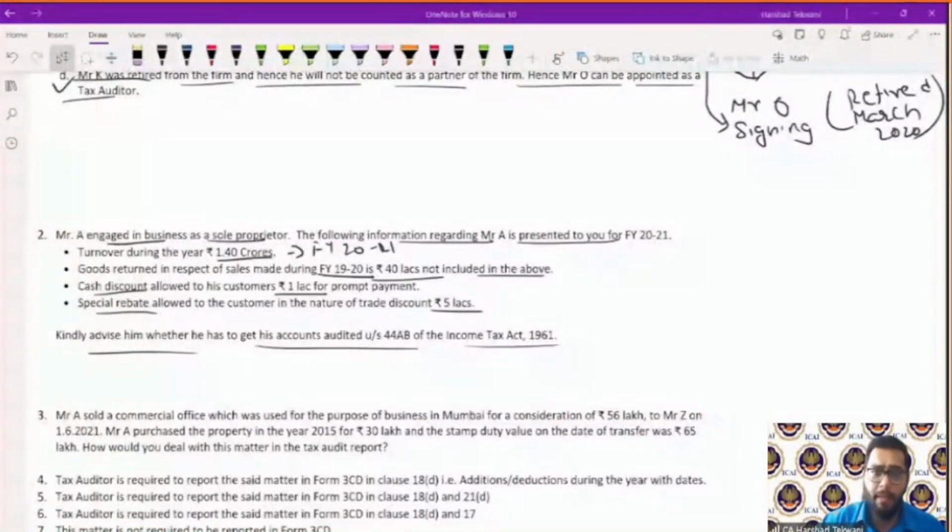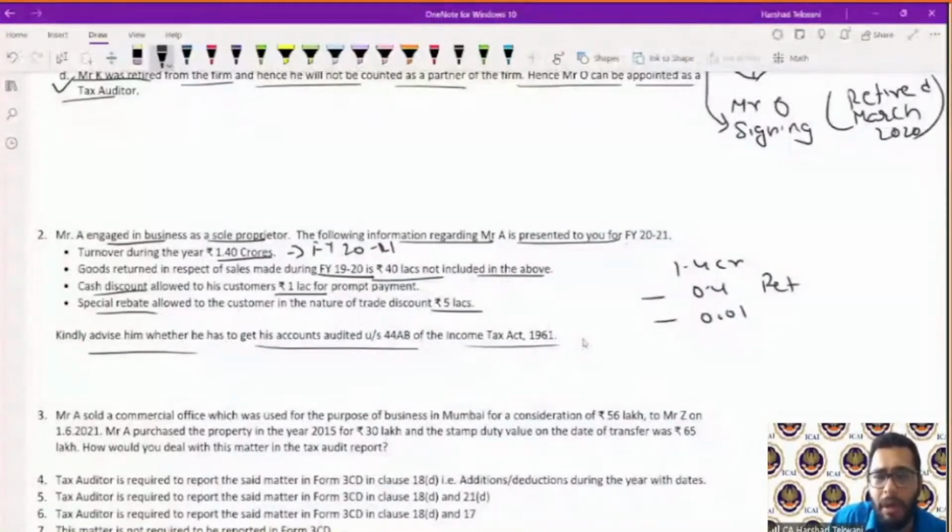See, in the current case, the return is of FY 1920. However, nowhere is it mentioned that the previous year return is not required to be counted in the turnover. So the turnover will be 1.4 CR minus 0.4 CR, that is 40 lakh rupees. Return minus your cash discount of 1 lakh rupees, 0.01.